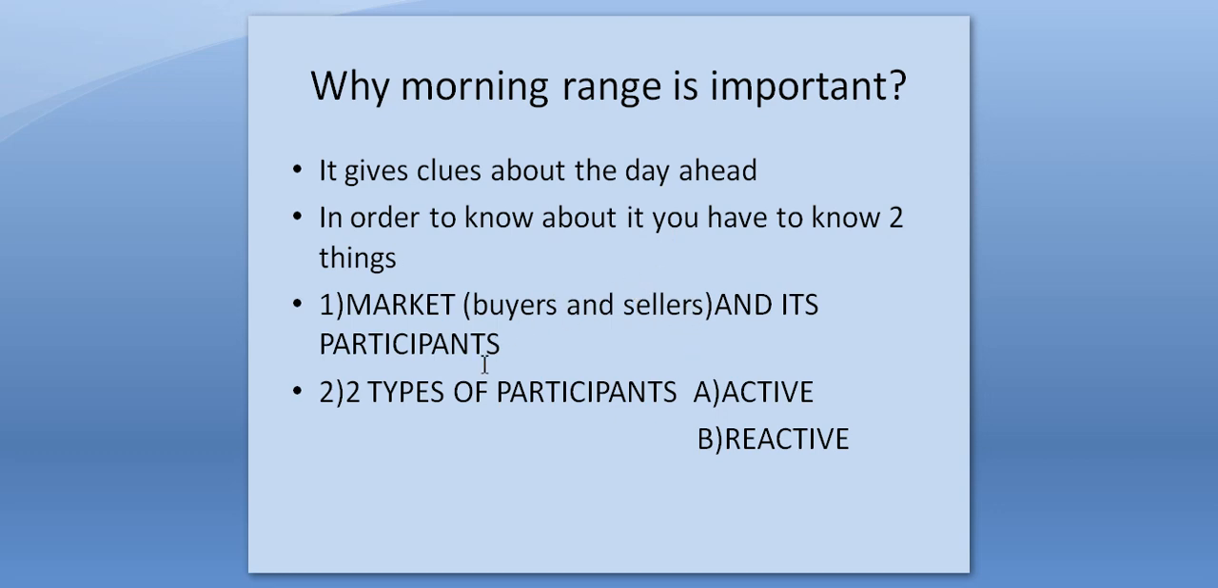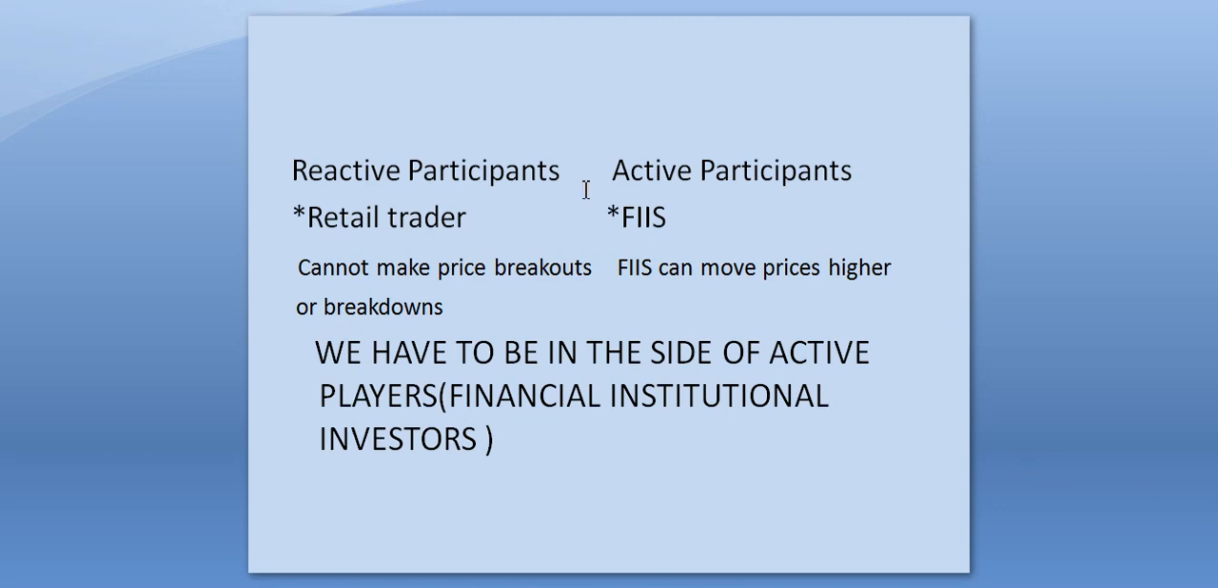You have to know that buyers and sellers are the market, and two types of participants are active and reactive participants. You have to know about these participants so that you will get some more probability of your trade. Now, what are active participants, what are reactive participants? I will tell you in this way. Reactive participants are nothing but us retail traders, and active participants are financial institutional investors.